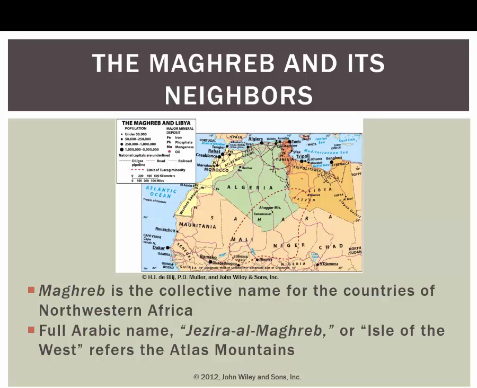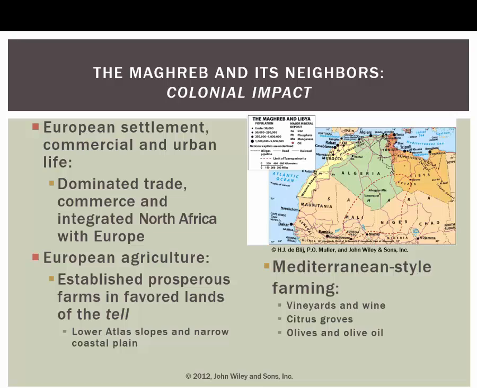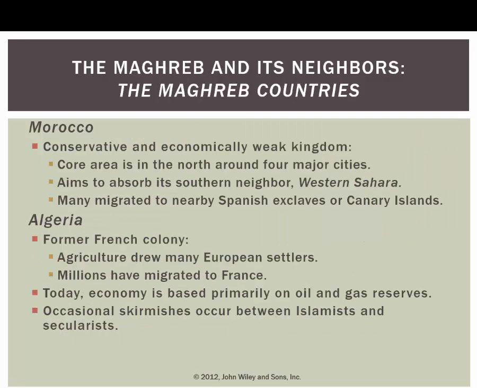Northwestern Africa, the Maghreb: the full Arabic name means the Isle of the West, due to the plentiful rainfall in the Atlas Mountains. Many Europeans, mainly French, settled in Algeria and surrounding areas and were able to employ Mediterranean-style agriculture in this area, so vineyards, citrus groves, olive oil. Morocco is tradition-bound and economically weak.